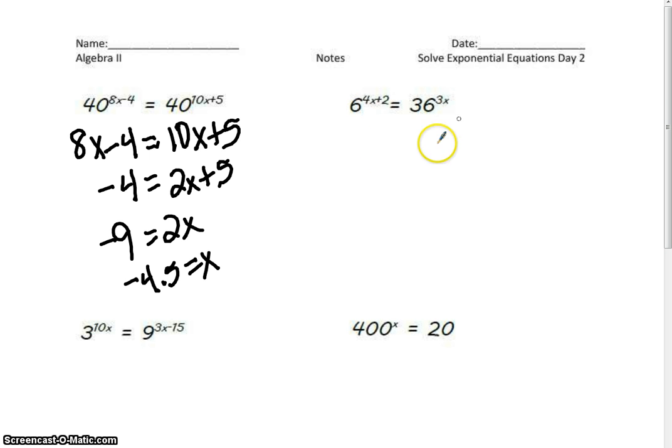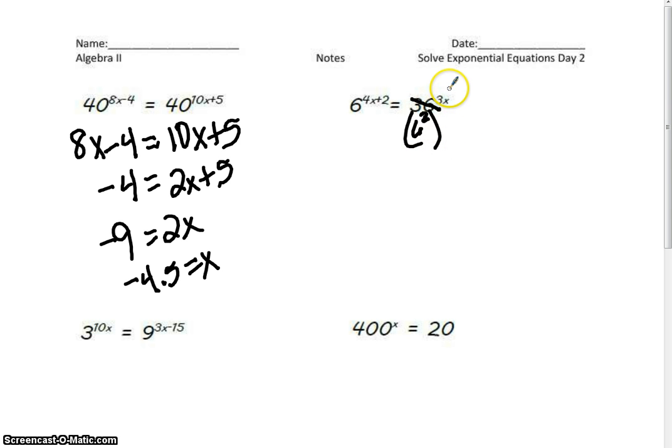When you get to the next one, we do not have the same base. You have to have the same base, so you have to figure out a way to rewrite them. So we have a 6 and we have a 36. See if you can write the smaller one to a power and get the other one. So 6 squared is 36. So instead of 36, this is 6 squared.